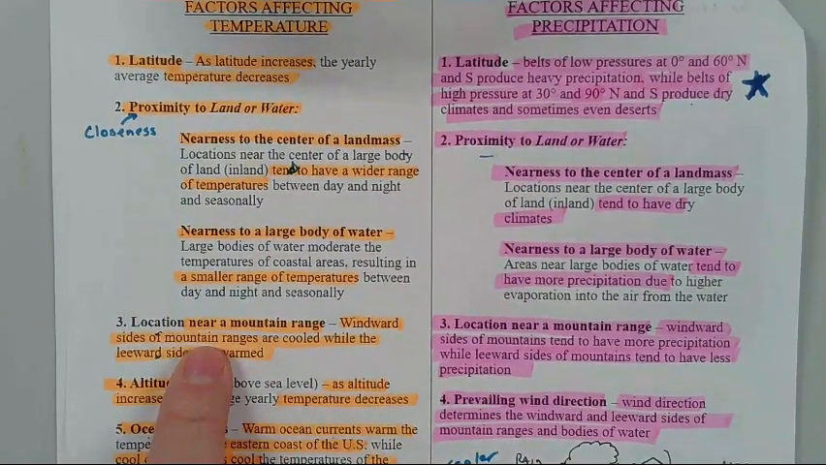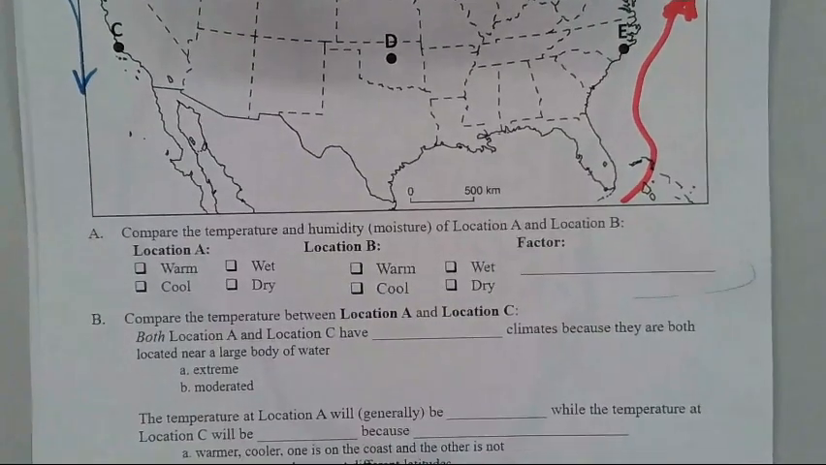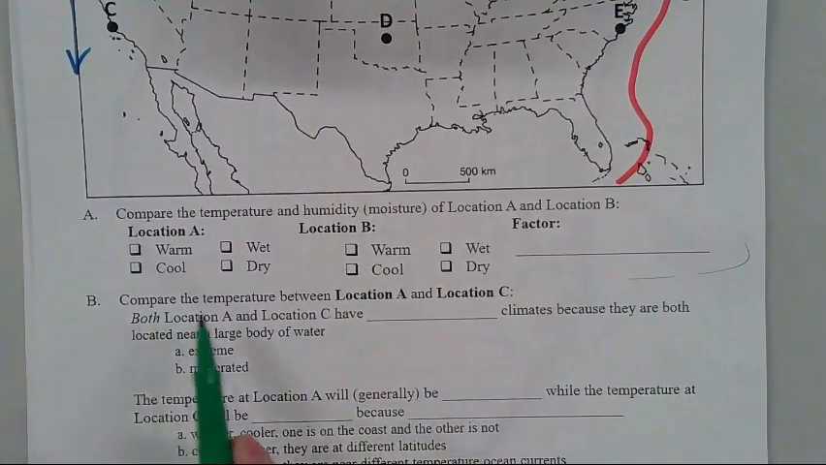And we're talking about location near mountain ranges. How does being on the windward side affect your temperature and precipitation compared to the leeward side? You should be able to answer question A.